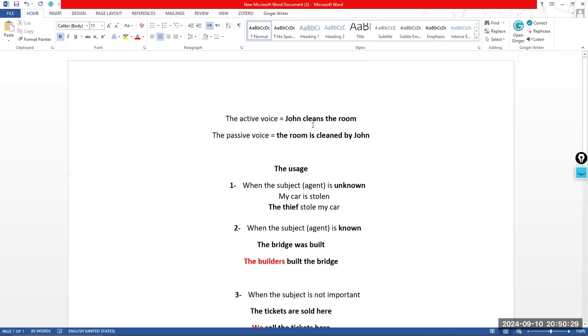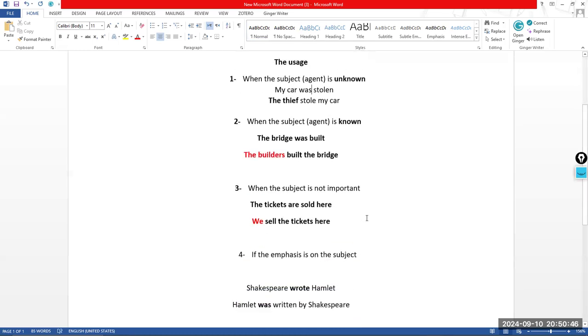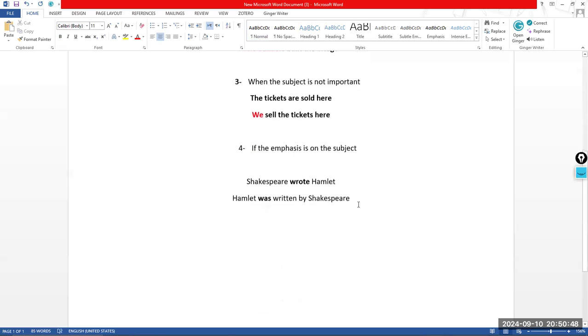Okay. So this is clean. This is correct. My car is stolen. No, I have to say my car was stolen. So I have to say the thief stole my car. By the way, this is the second step, and I have to tell you the steps now.